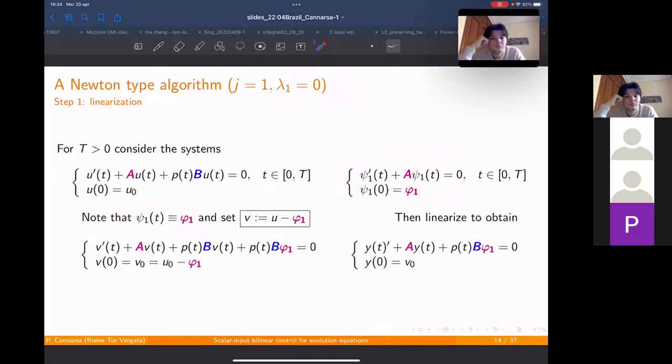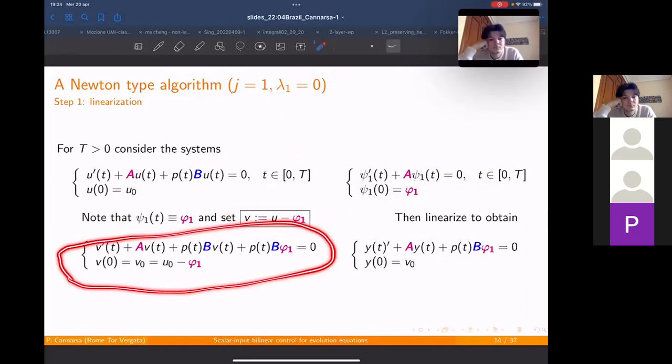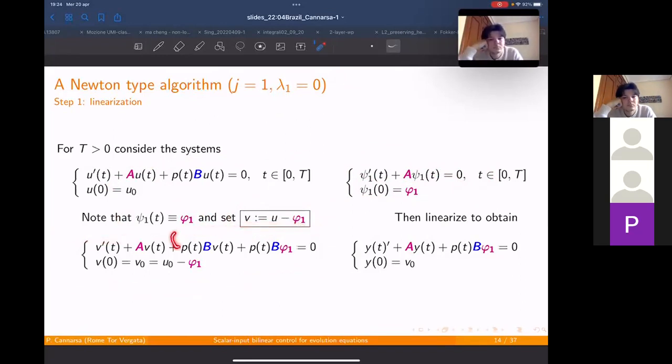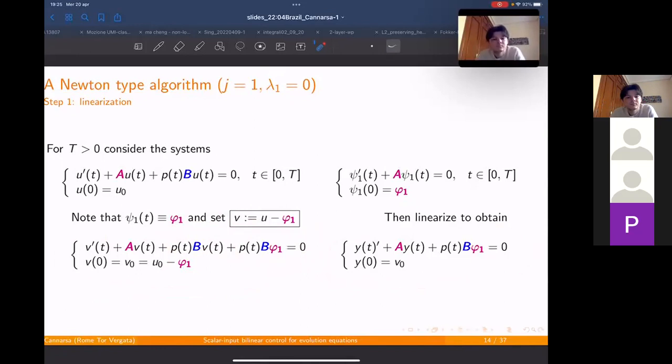And I want to steer the solution of the first system to phi 1. So I take the difference between the solution of this system for a given U and phi 1. I call it V. Then V satisfies this other problem, still nonlinear, with this extra term. And if I linearize this problem by just dropping this term, I get this other linear system. And that's where the definition of J-null controllability enters. So what I want to do with this transformation is to steer this initial condition to 0.